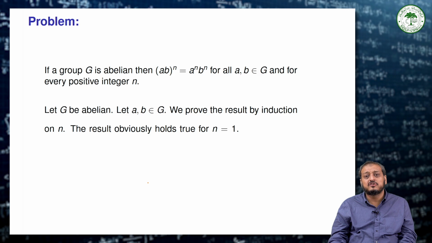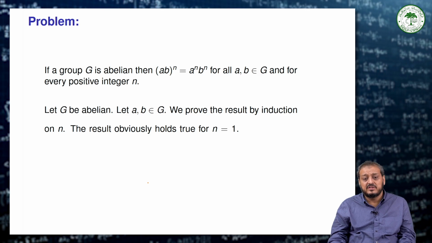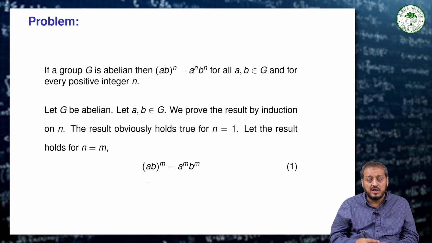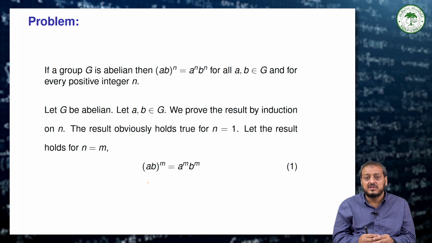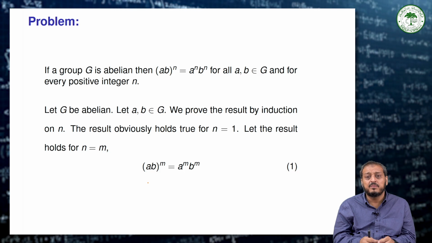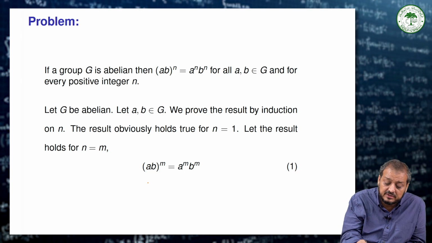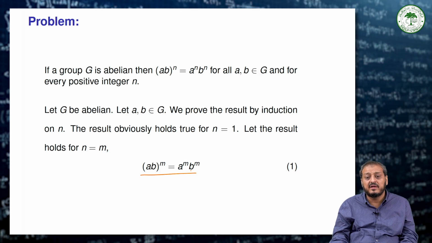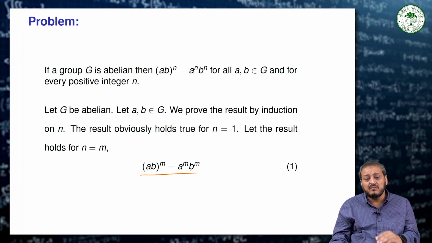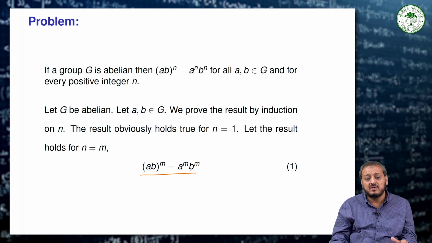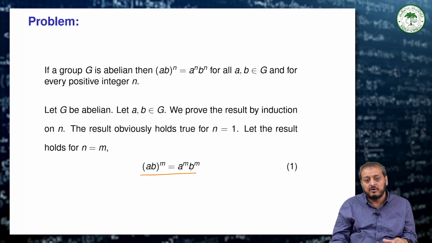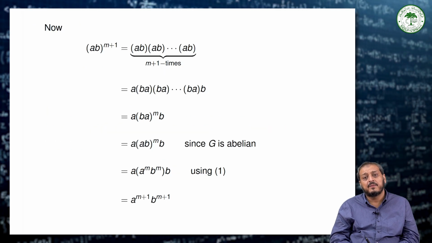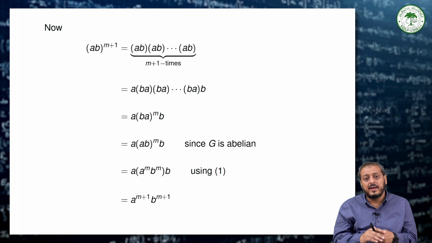Assuming the result is true for n = m, so (AB)^m = A^m B^m. Now try to show that this result is true for n = m + 1. So let us try for (AB)^(m+1).